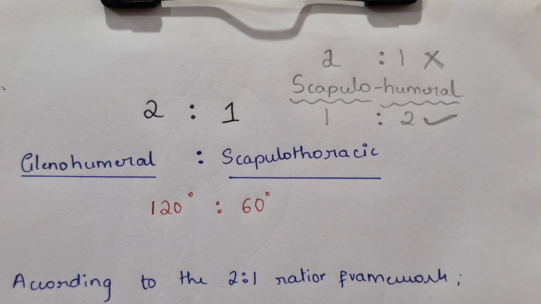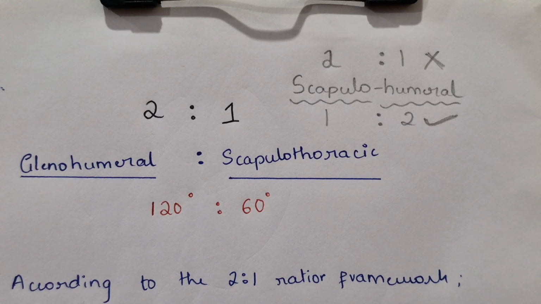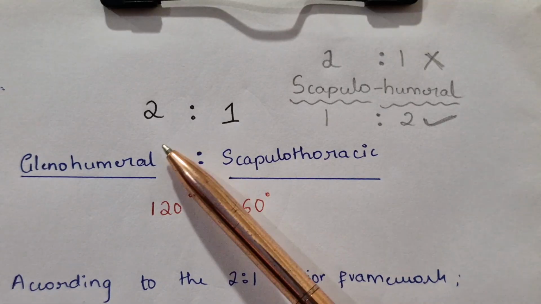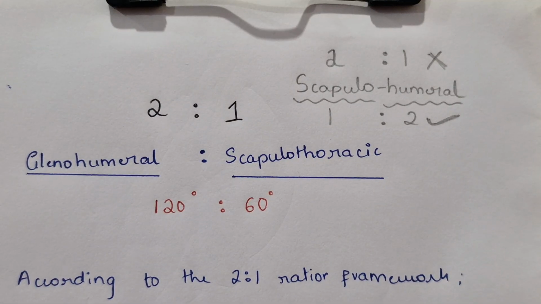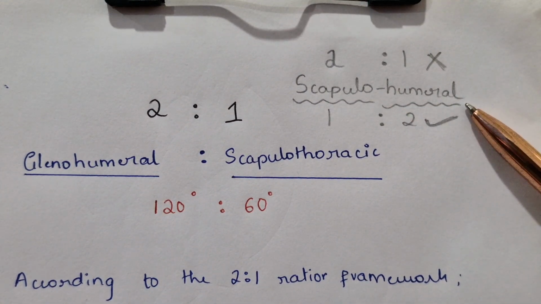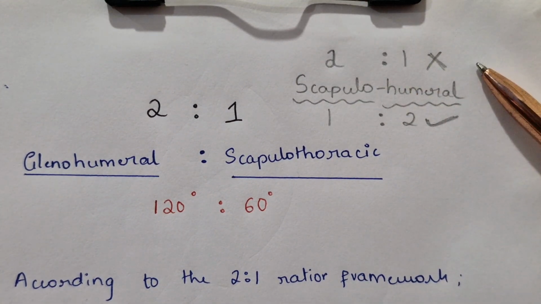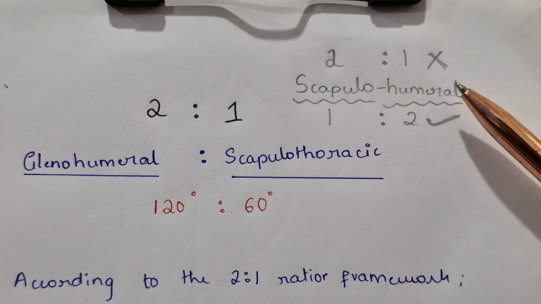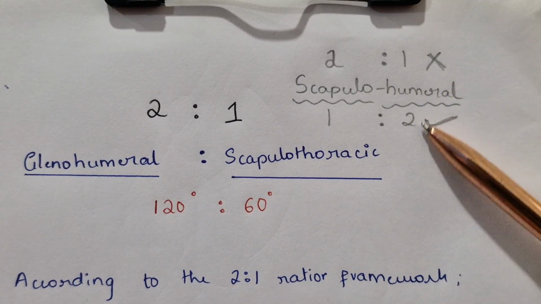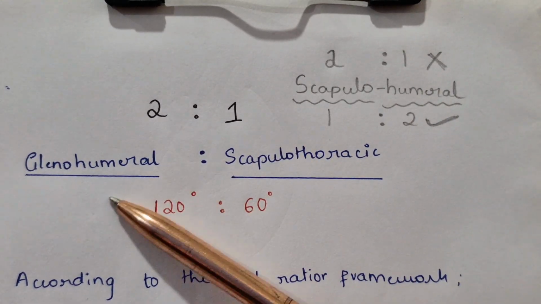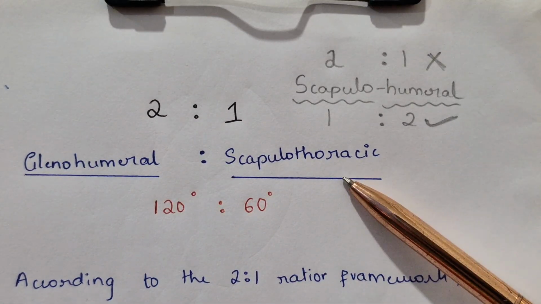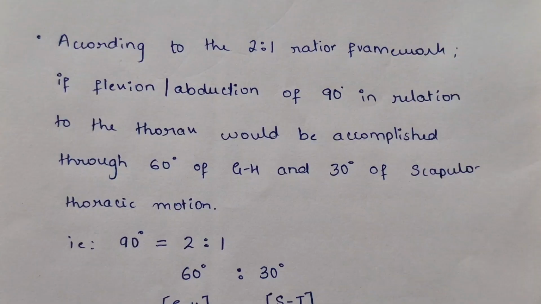A point to remember: whenever you want to remember the ratio of glenohumeral to scapulothoracic, that is, it is 2 is to 1, please note that since scapulo starts and humeral ends, it is not 2 is to 1 for scapulo to humeral, but rather scapulo is 1 and humeral is 2. So glenohumeral to scapulothoracic is 2 is to 1.